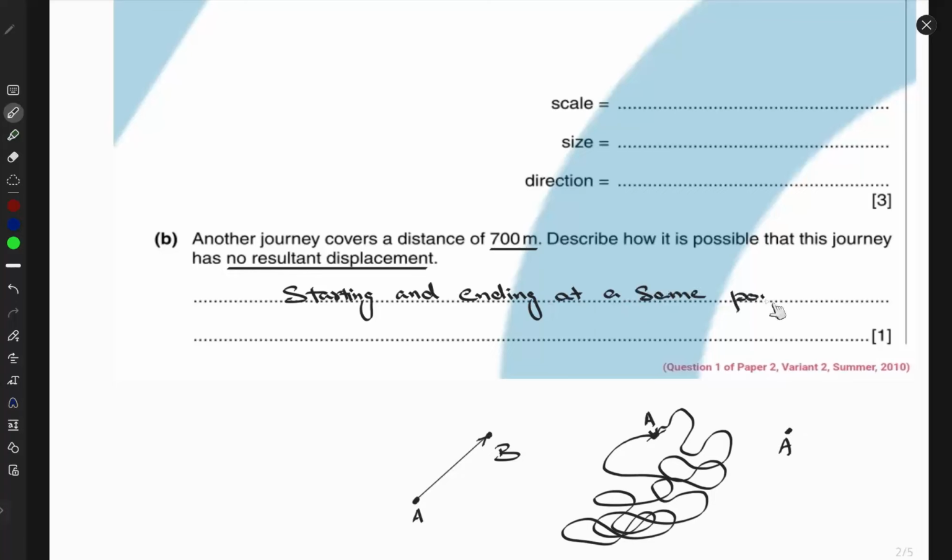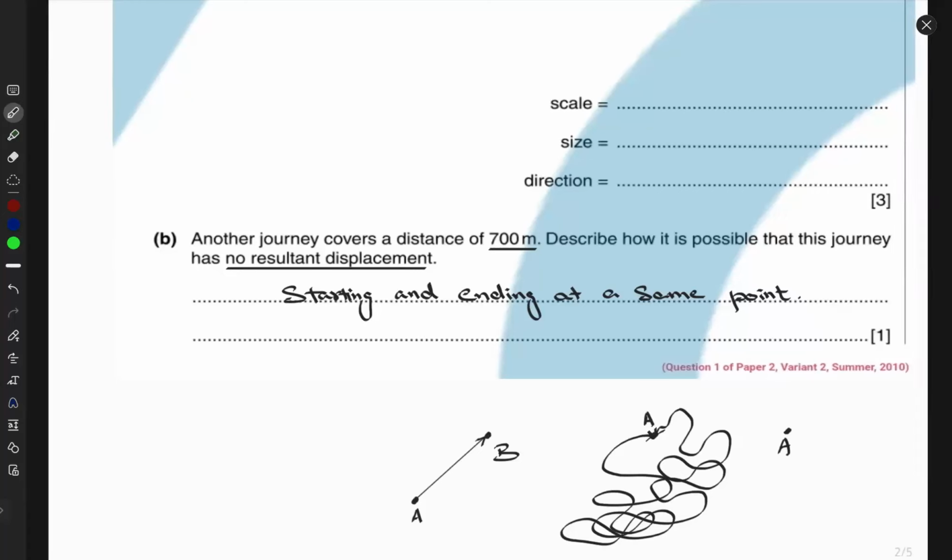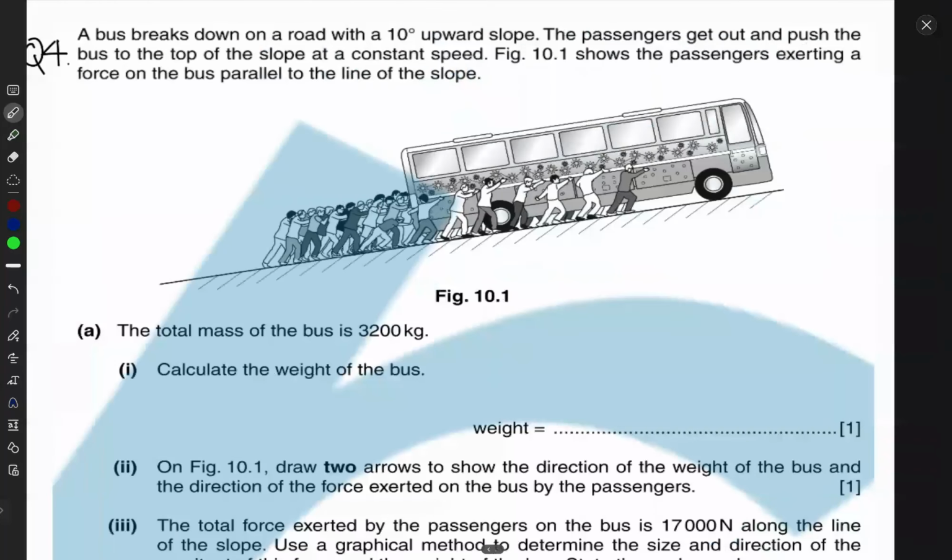So is that clear? Yes. Okay, so it's clear for everyone. Everyone understands the concept behind a zero displacement. All right, so I'll assume that everyone understands it. If you have a question, you can ask me. We'll move to the next problem.